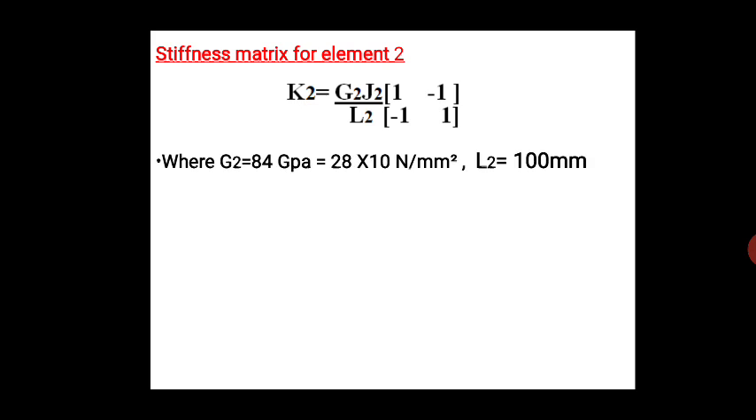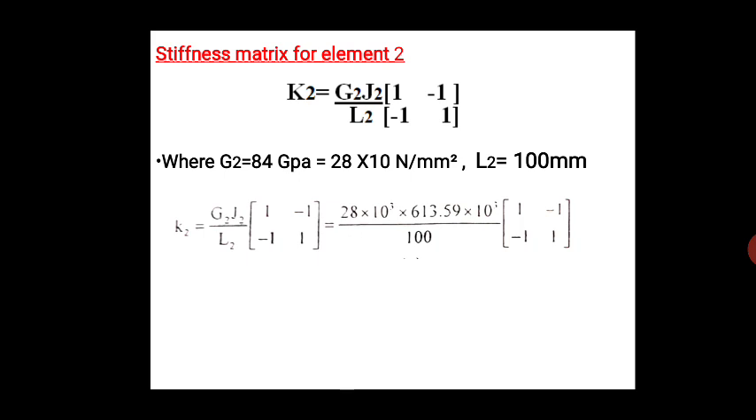The next one is the stiffness matrix for the second element. Since element 2 has the same diameter, we can write the equation for the element stiffness matrix K2 is equal to G2 J2 divided by L2 into [1, -1; -1, 1], where G2 is 28 into 10 raised to 3 Newton per mm square and L2 is 100 mm.